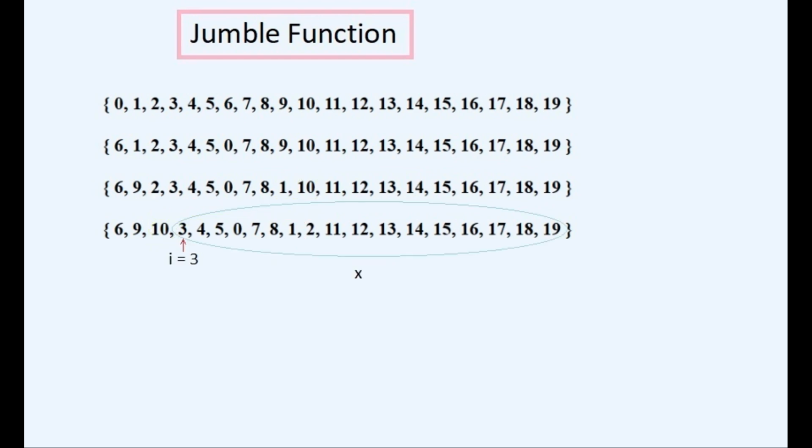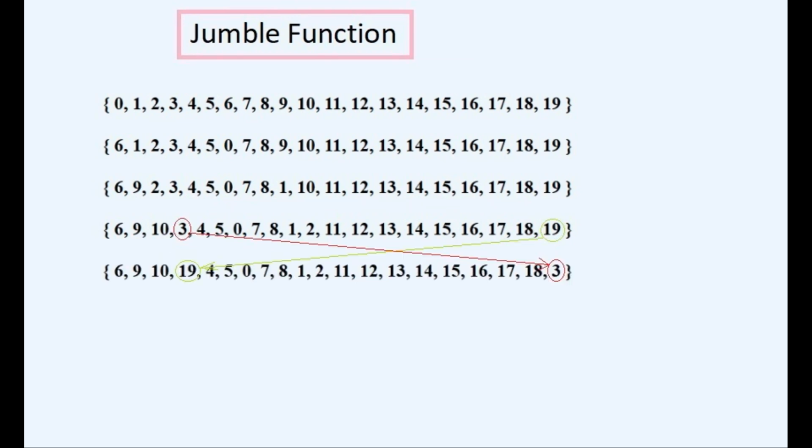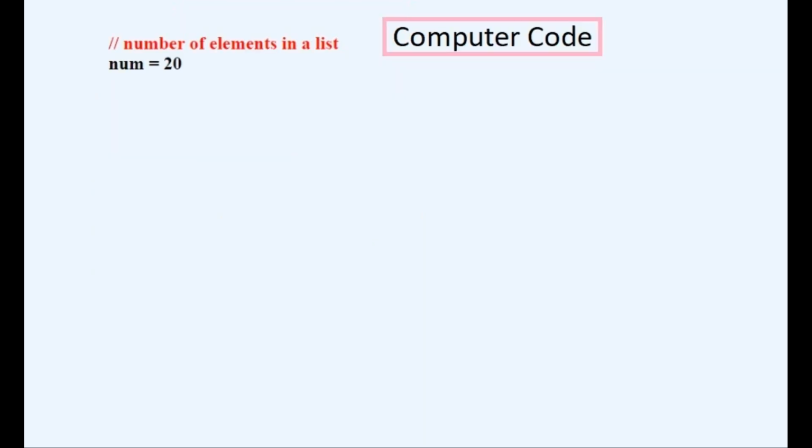And so I is incremented, and X can be made equal to any number in this range of locations. And so X is made equal to the last number in this list. And so these two numbers are swapped. And now to write some computer code that will replicate this algorithm.